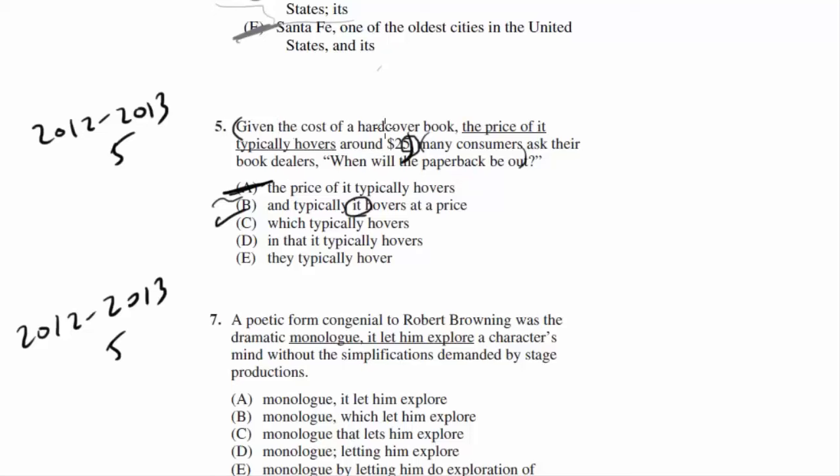Given the cost of a hardcover book, in that it typically hovers around $25, that's awkward, a little bit wordy. Given the cost of a hardcover book, they typically hover around $25. Well, who is they? Comma splice, not really well put together, so C is the best answer here.